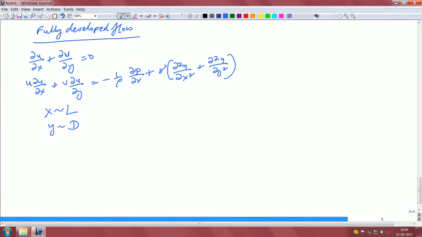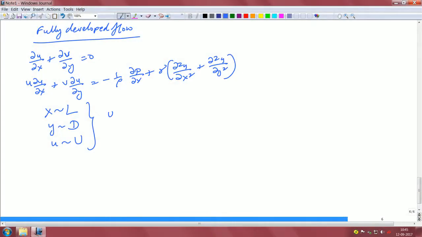y scales as d, because the boundary layers have already merged. So, the scale of y is basically d, and the scale of u is basically u, because we saw it is only 1.5 times the maximum velocity. So, the scale is still the same. Okay. We are not going up by one order.